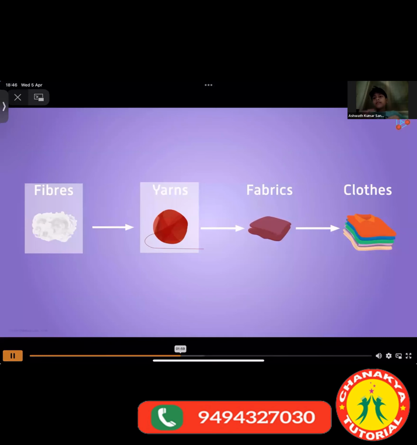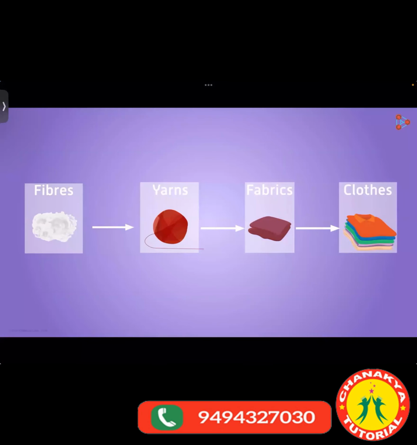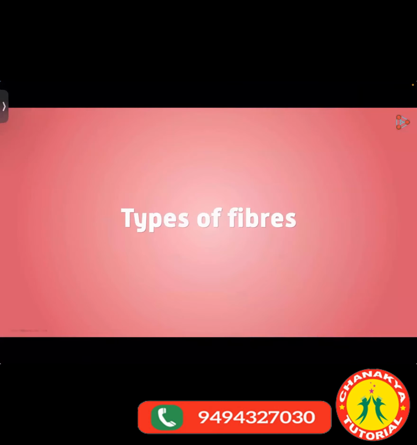These yarns are then woven into fabrics which are used to make stitched clothes for us. Simple, isn't it? So in order to learn about the fabrics, we need to understand the types of fibers first. What do we mean by types of fibers? Fibers are just thin and long threads, right?